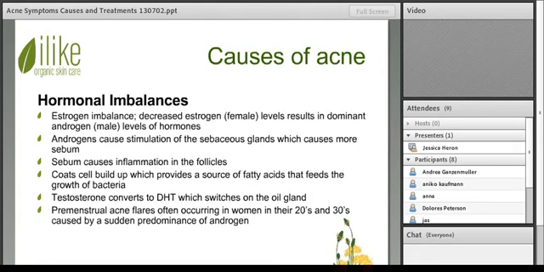The oil gland is then stimulated via receptor sites on the cells of the sebaceous glands, which are like little switches that are turned on and off by hormonal stimulation. Now, premenstrual acne flares often occur in women in their 20s and 30s. This is a predominance of androgen. So often women that have never had problems with acne as a teenager will develop a problem in their 20s and 30s, and we see this all the time.